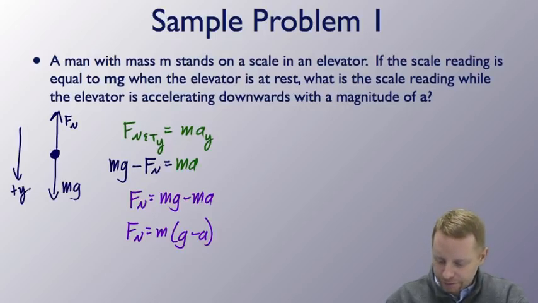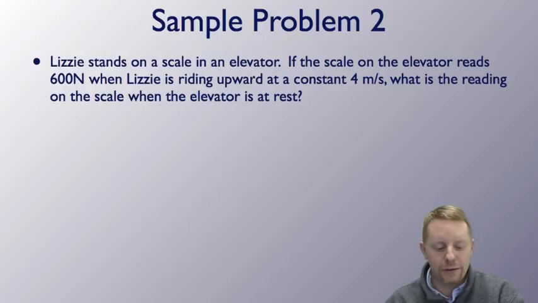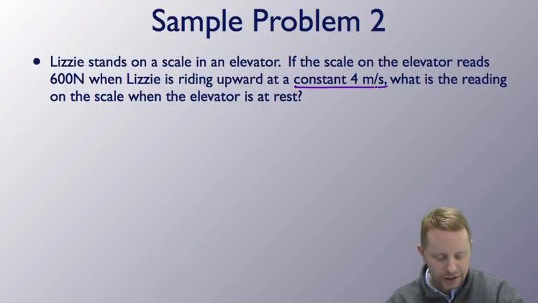Let's take a look at another one. Lizzie stands on a scale in an elevator. If the scale on the elevator reads 600 newtons when Lizzie is riding upward at a constant 4 meters per second, what is the reading on the scale when the elevator is at rest? Well, let's try this one again.